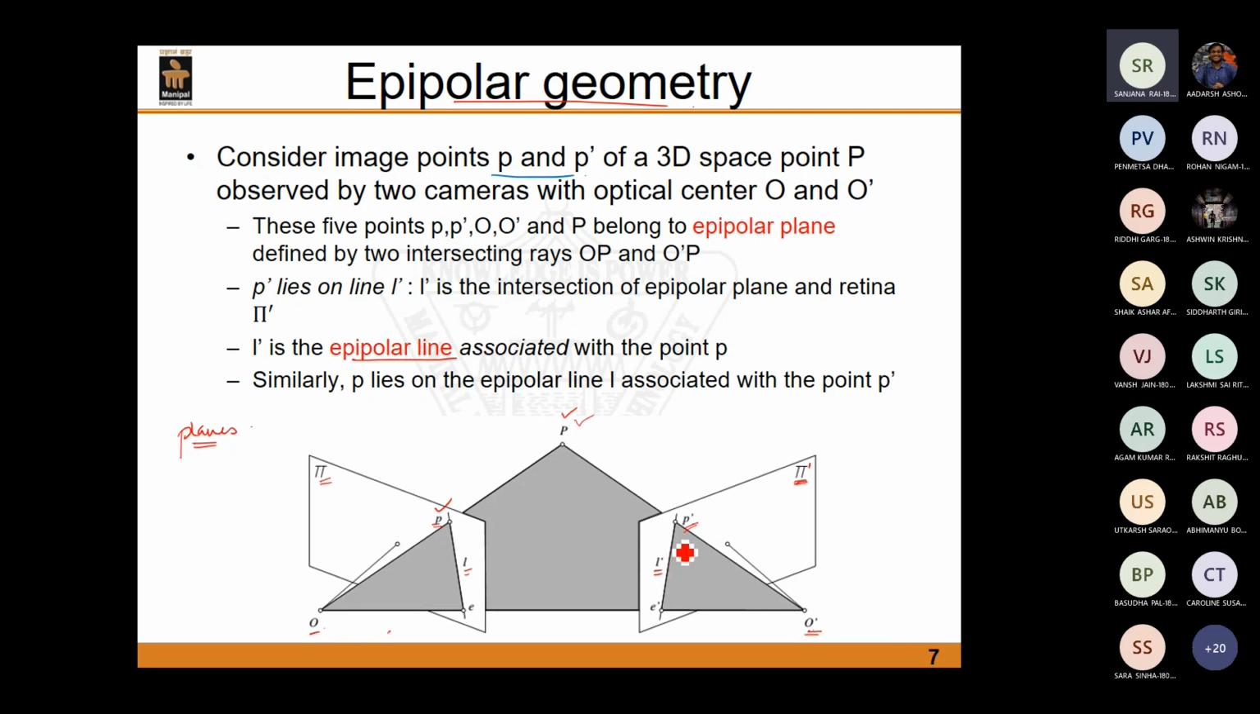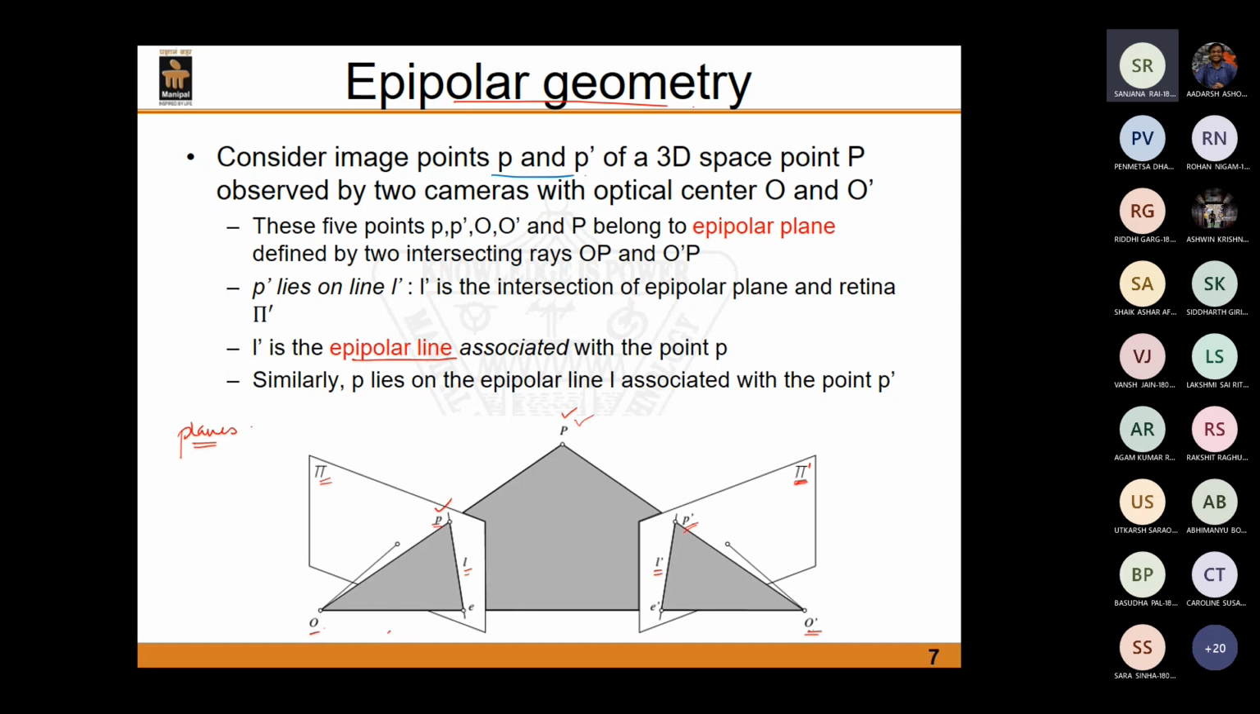So instead of searching the whole image to find out where exactly P dash is, all I need to do is search for P dash only along this line L dash. In that way, it helps reduce the search region of the image very significantly, and this is one advantage of using the epipolar geometry.